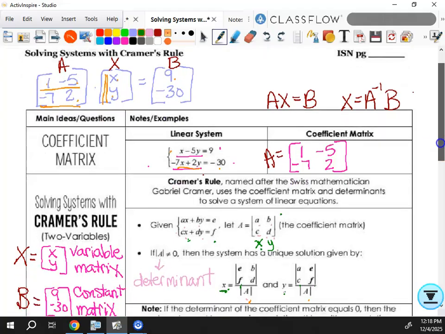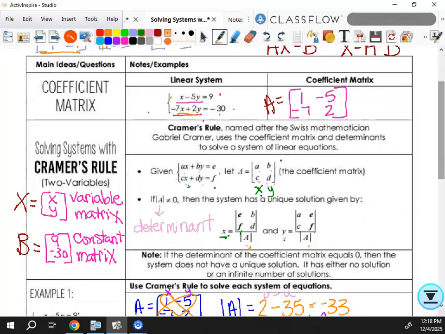So I want to remind you of a couple of things with vocabulary here. Here's my system of equations, 2 equations, 2 variables, right? From that, I get a coefficient matrix. That means I'm just taking the numbers in front of the x and the y. So my coefficient matrix, I named here A. Then we have a variable matrix, xy, that's named with a capital X. Even though there's x and y, or if there's 3, it's x, y, and z, it's a capital X that represents that whole matrix. And then the constant matrix from that 9 and -30, we named B.